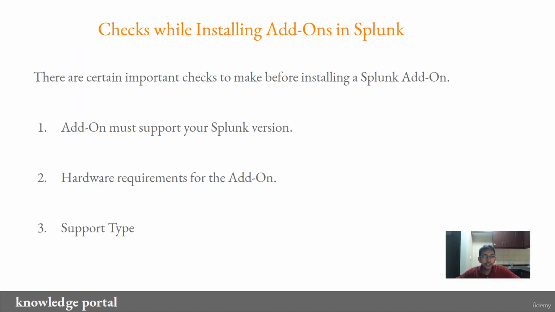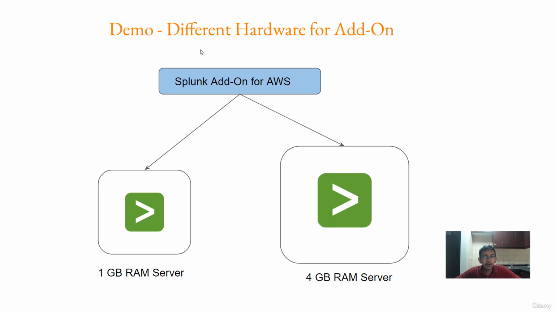Great. So in today's video, we'll have some interesting practical work as well. We'll use different hardware where we'll install the Splunk add-on for AWS, and then we'll look into what happens if you install it on hardware which is lower than what is expected. For example, for our Splunk add-on for AWS we will use two servers for installation. One server has 1 GB of RAM and the second server has 4 GB of RAM. These are two brand new servers that I have created for today's demo.